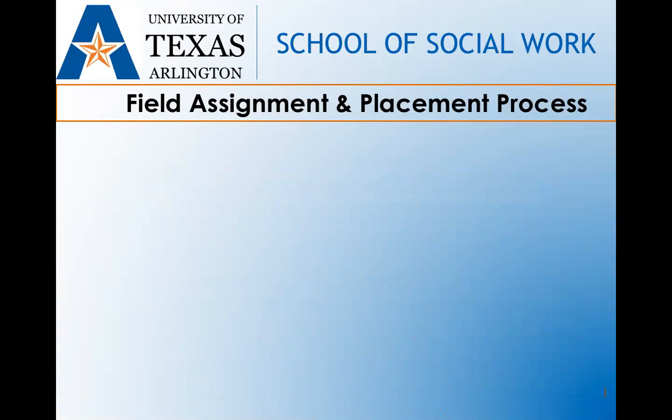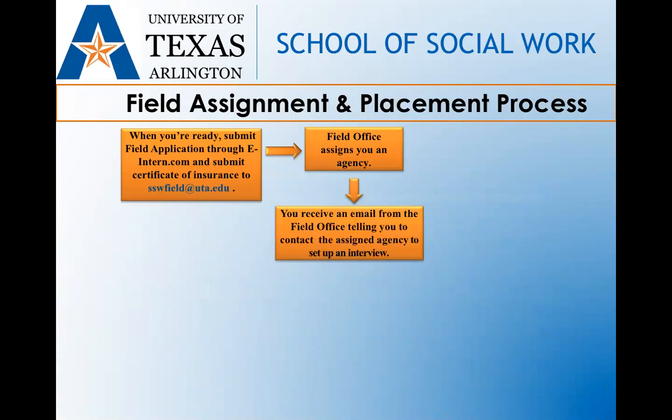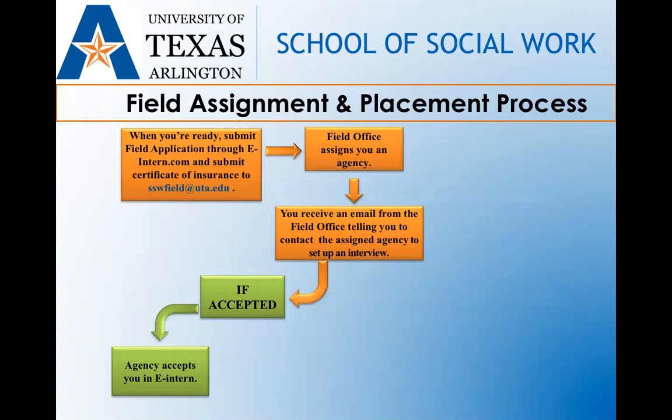So logistically, in terms of the field assignment and placement process, once you've submitted your application, as we talked about, you will be assigned an agency by the field office. And then at that point, they will email you and tell you that you need to contact that agency to set up an interview. If the interview goes well, then you are accepted by the agency. The agency will accept you in the eIntern system, and you will in turn accept them.